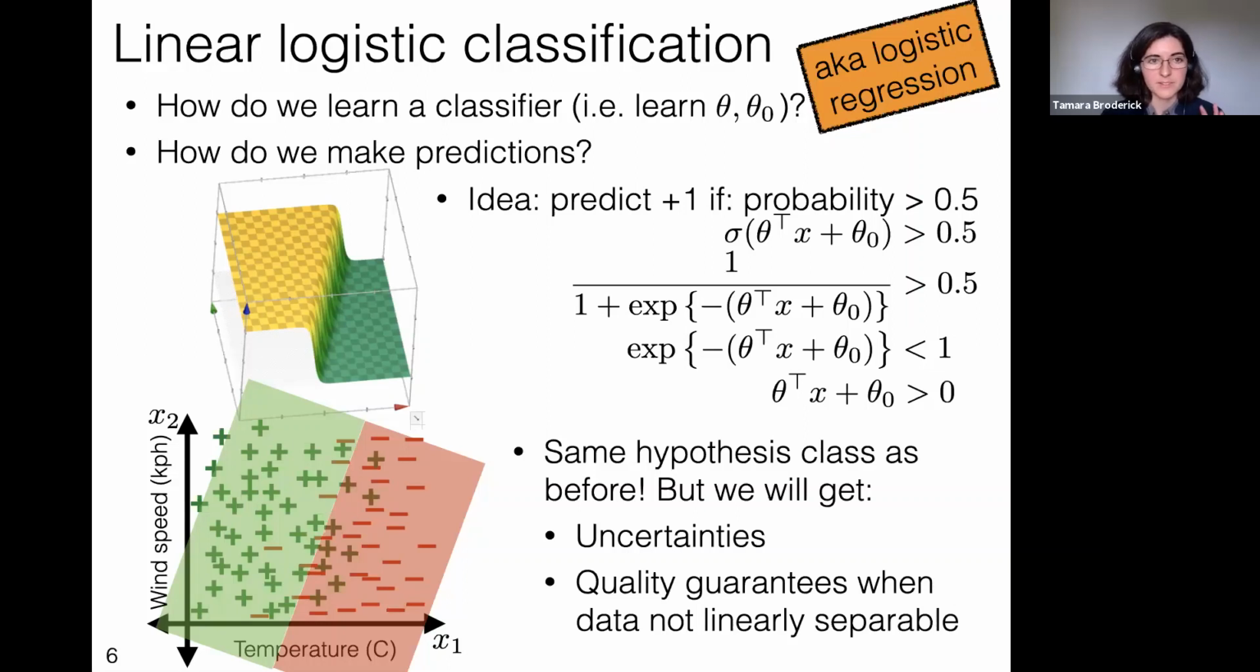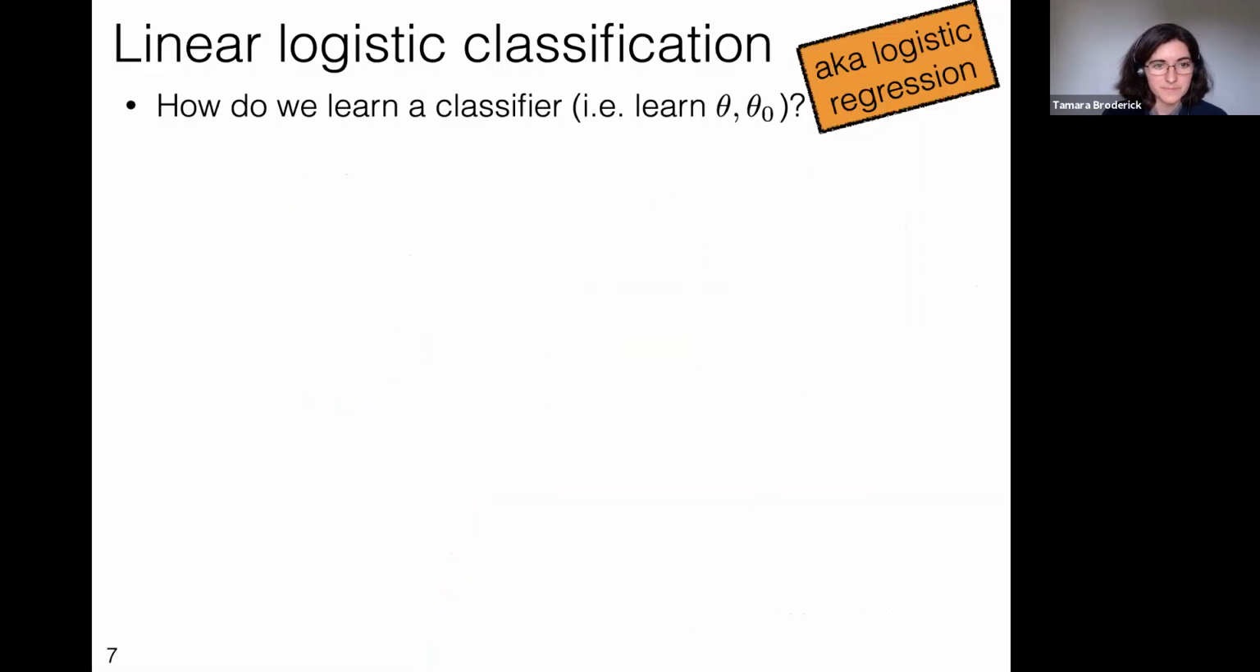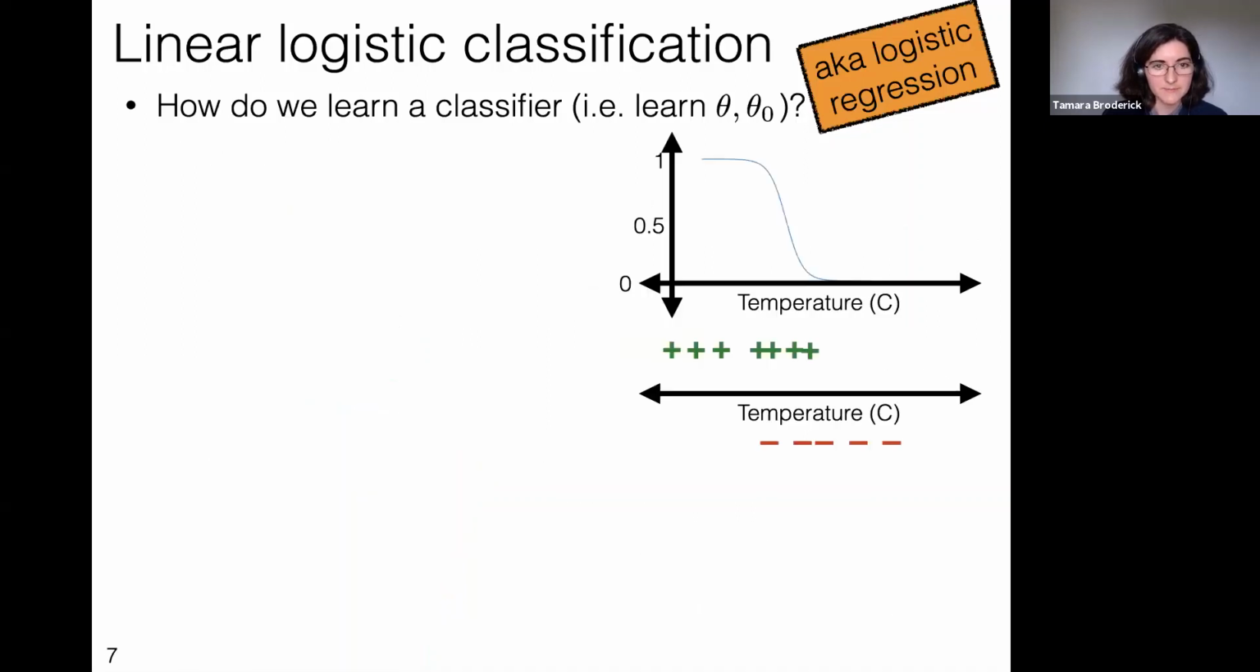Okay, so at this point, we have this sigmoid. We have this hypothesis class, we have the ability to predict, but what we haven't yet done is to say, if we have a bunch of data, how do we learn this sigmoid? How do we get that out? And so that's what we're gonna look at next. How do we actually learn a classifier? Okay, so let's look at that now.